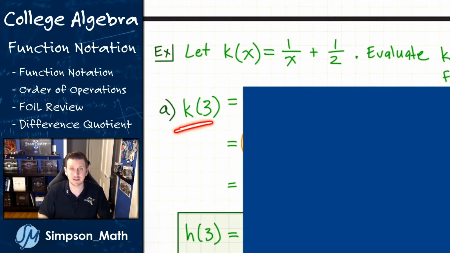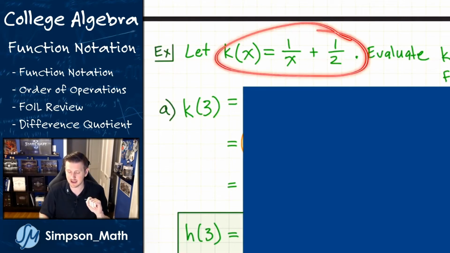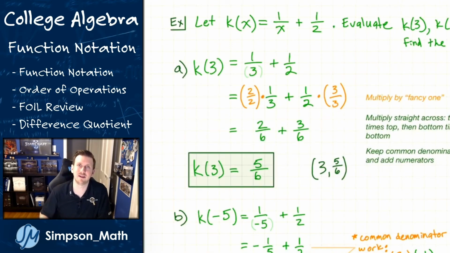So find what's k of 3, not the difference quotient. Trust me, I'll do that one for you. We'll do that in a minute. So k of 3: evaluate k of 3 with this k of x. Pause the video, try this one on your own. All right, welcome back. Let's see how you did.